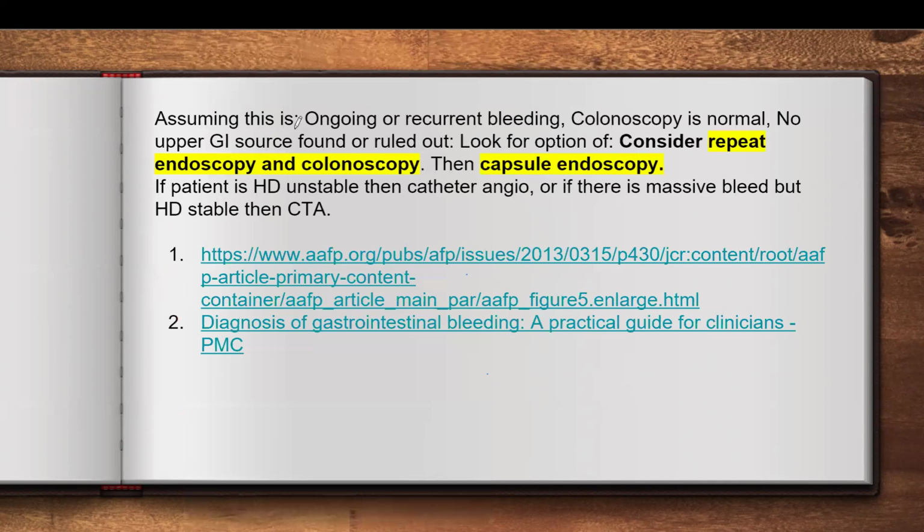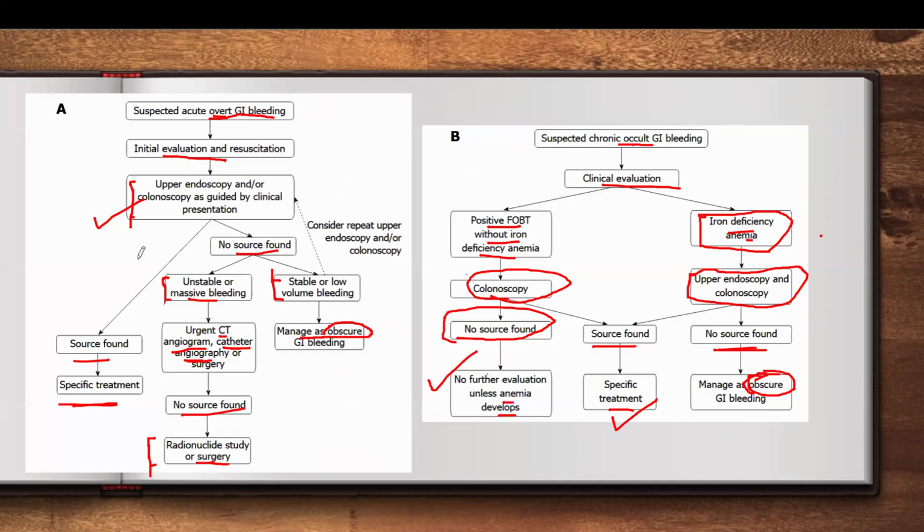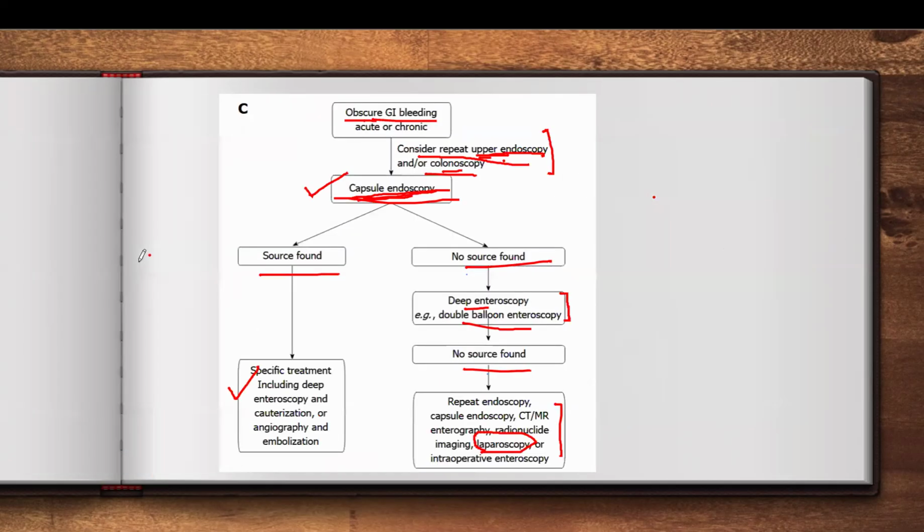Okay. So, assuming this is an ongoing or recurrent bleed, colonoscopy is normal and no upper GI source has been found, then we have to consider repeat endoscopy and colonoscopy. And after that, if still no cause is found, then we can go with a capsule endoscopy. If the patient is hemodynamically unstable, then catheter angio, or if there is a massive bleed but the patient is hemodynamically stable, then CT angio. Okay, this flow chart is also given in MEDEX as well, if anyone of you has solved those MCQs. So these are also given in MEDEX, the obscure GI bleed.